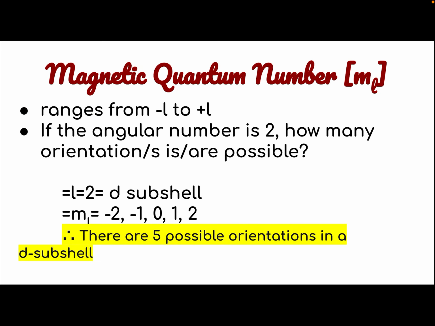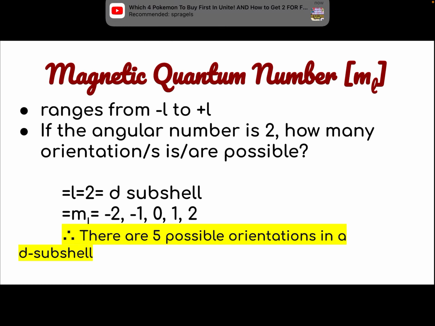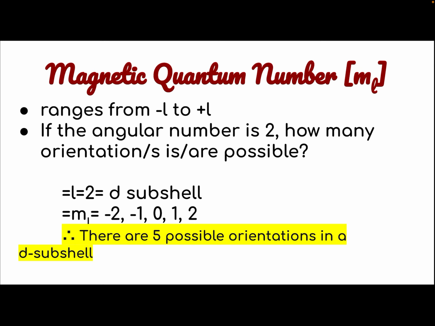Okay, so grade 9, this is the second part of our discussion, which is about magnetic quantum numbers. The third quantum number is called the magnetic quantum number, or M subscript L, or M sub L. It's dependent on the values of your angular number. So how do we get it? It ranges from the value of negative L to positive L.